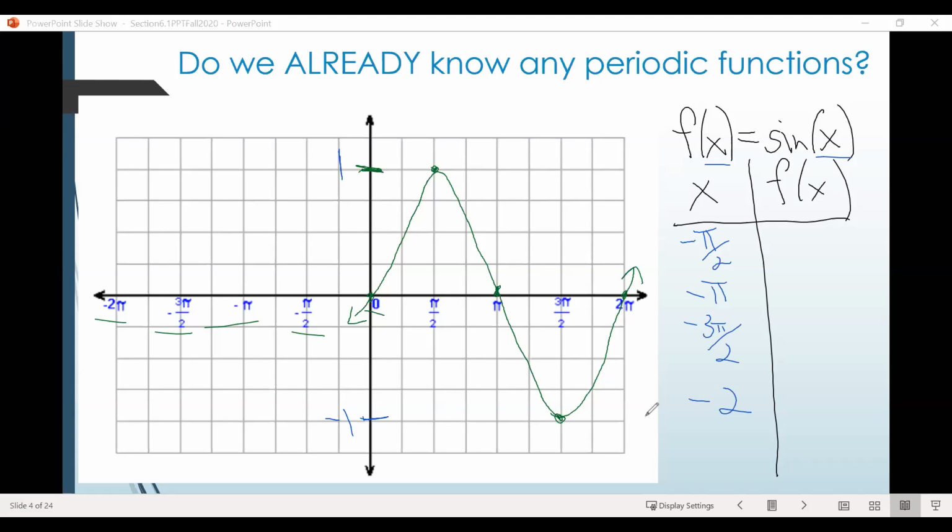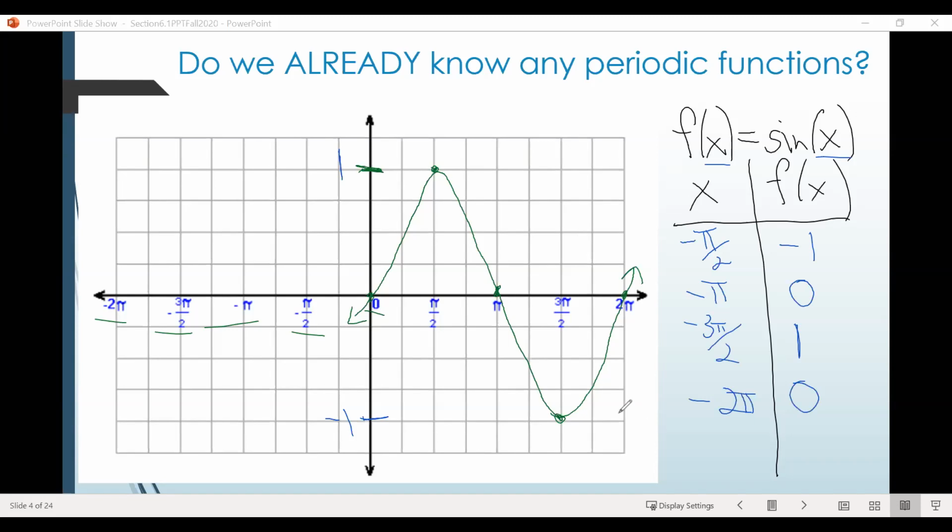Let's plug these in. -pi/2 is the same as 3pi/2, so plugging that in for sine, we get -1. -pi is the same as pi. Plugging that in gives us 0. Negative 3pi over 2, that's the same as pi over 2, so plugging that in gives us 1, and this should say negative 2pi. Plugging that in, again, gives us 0.